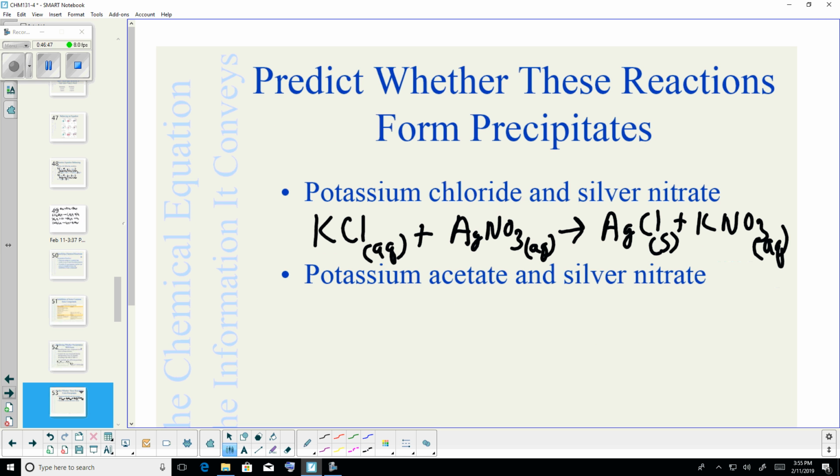Potassium chloride and silver nitrate. Again, nitrates are always soluble. Column 1, potassium, always soluble. Goes to silver chloride. Again, we exchange the metals, and potassium nitrate. Nitrate, column 1, they're always soluble. Ag is the other exception for the halide, so we get a precipitate of silver chloride. So a chemical reaction occurs.